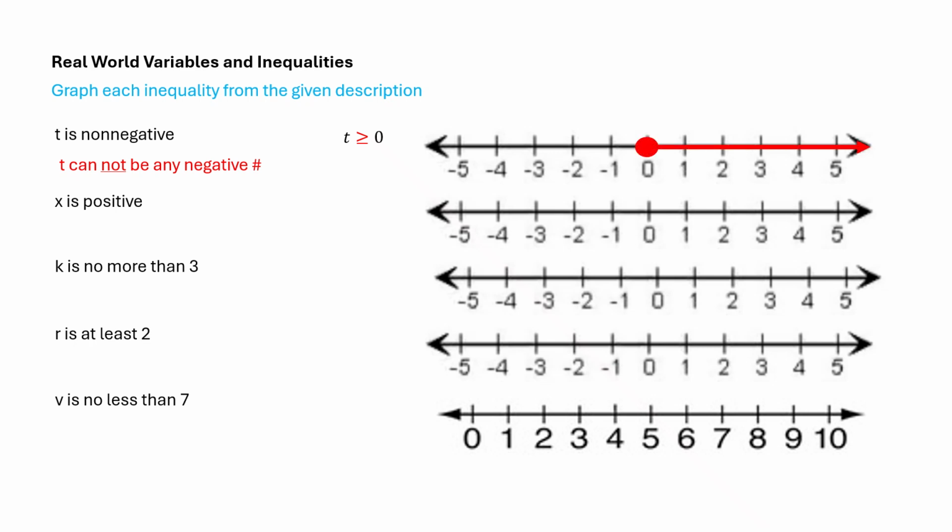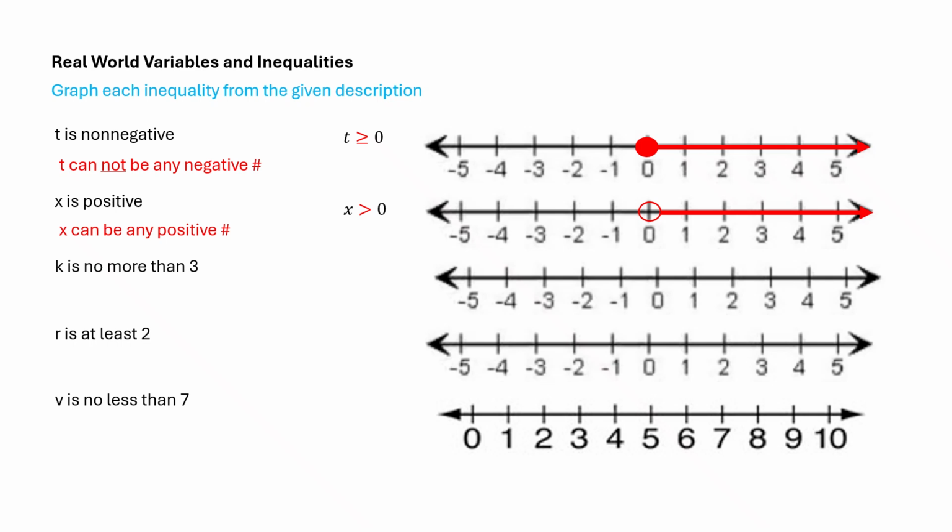X is positive. That means X can be any positive number. Now this is a little different. We're still going to start at 0, but this time X is greater than 0. So we're going to do an open circle, arrow to the right.